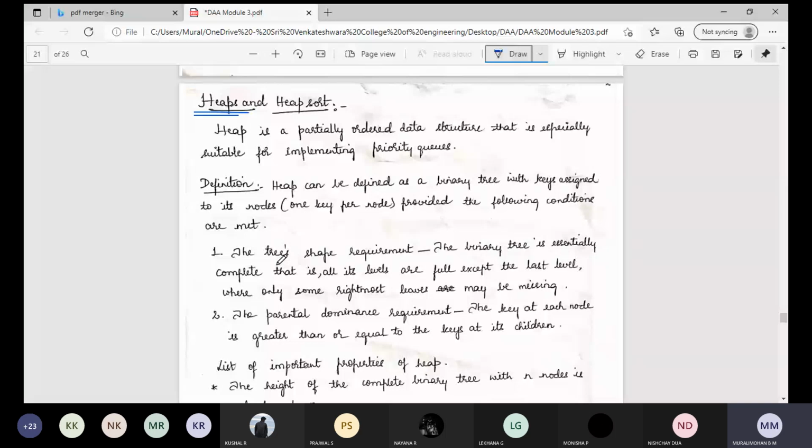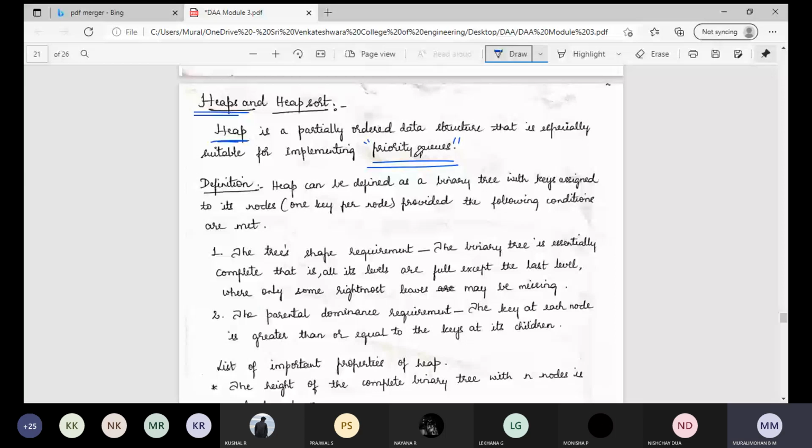Now we'll first learn what a heap is and how to perform heap sort. Next, how to construct a binary tree. What is a heap? It is a partially ordered data structure that is especially suitable for implementing priority queues.